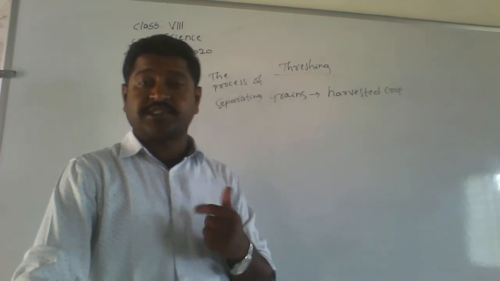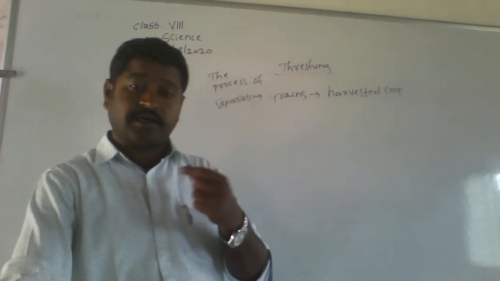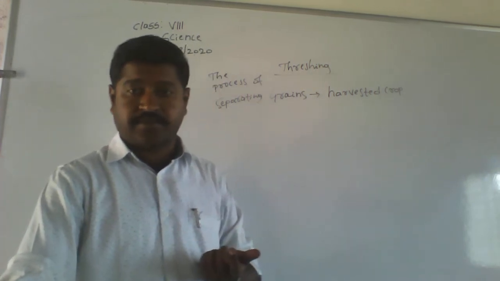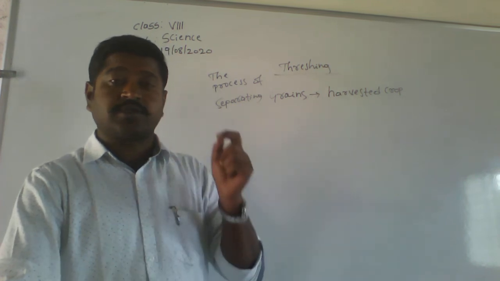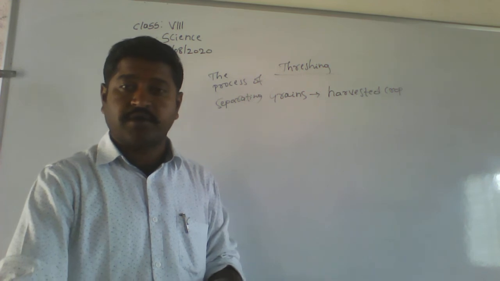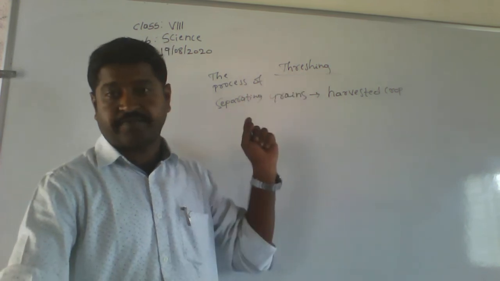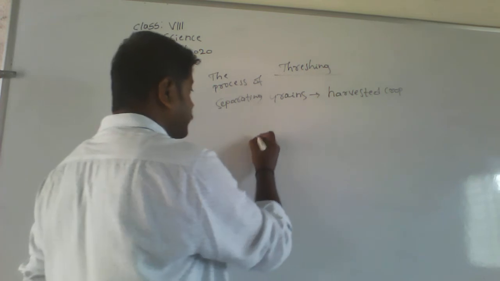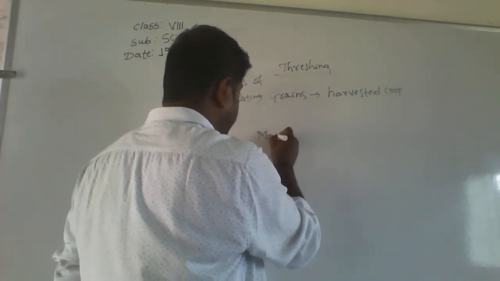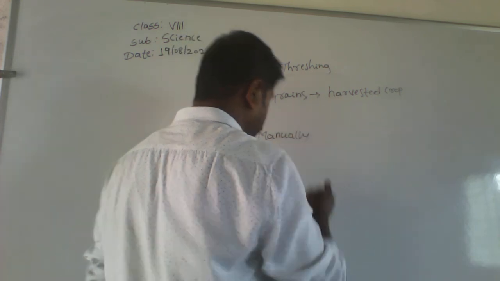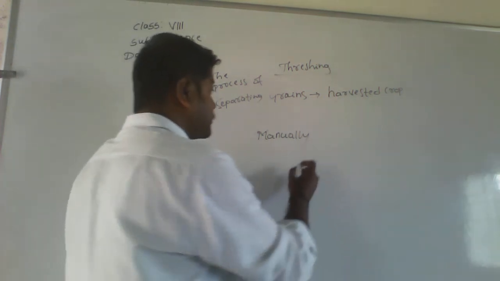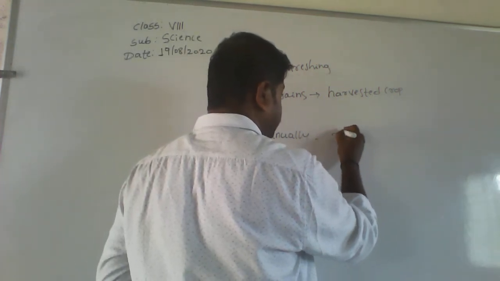So did you understand what is threshing? Actually, what we are doing here is separating the grains from the harvested crop. Is this clear? The process of separation of grains from harvested crop is known as threshing. Threshing can be done manually or by a machine called thresher.